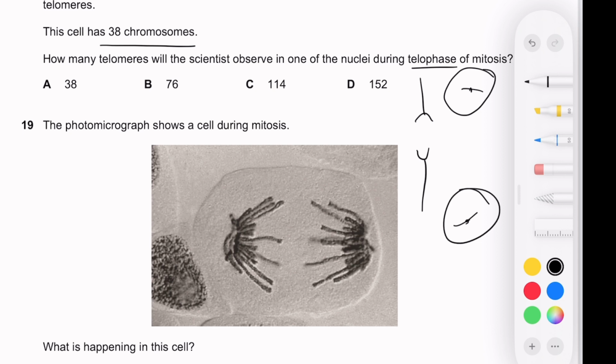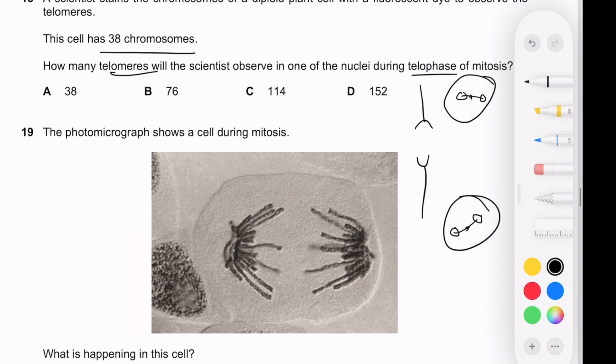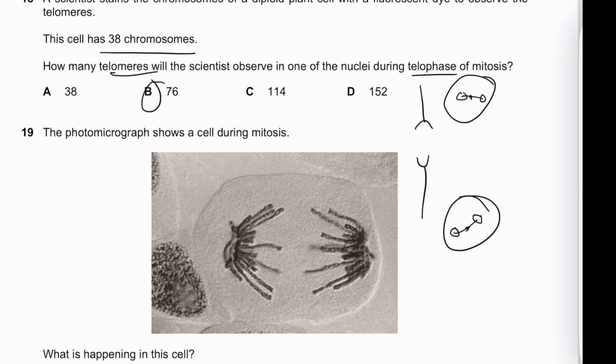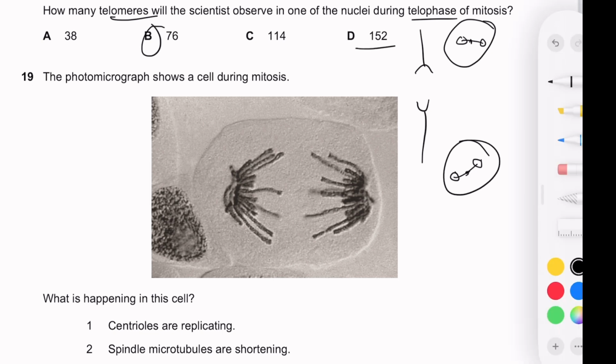And therefore, here, the telomeres are the ends of the chromatids, okay? And so if you multiply every single chromosome by 2, 38 by 2 will give me 76, hence the answer is 76. In prophase, I would have chosen 152 because it's 38 by 4.